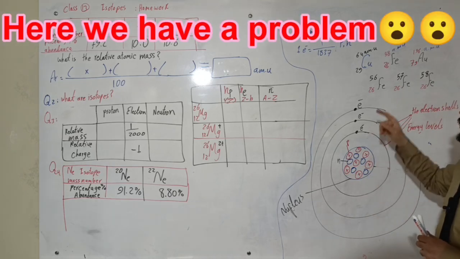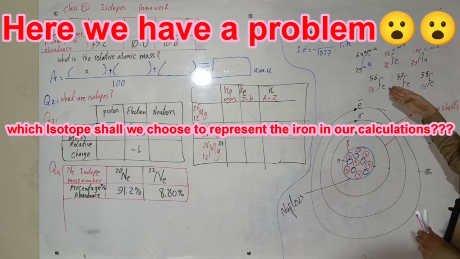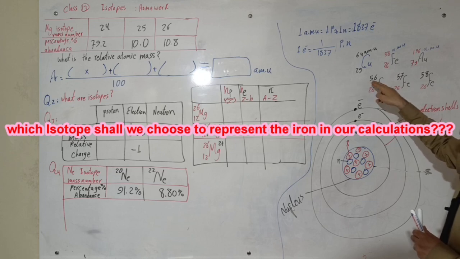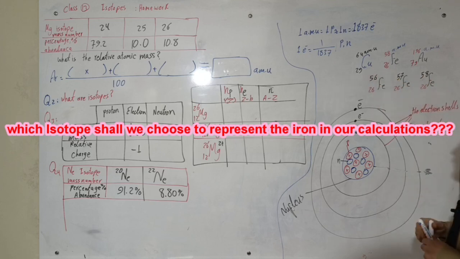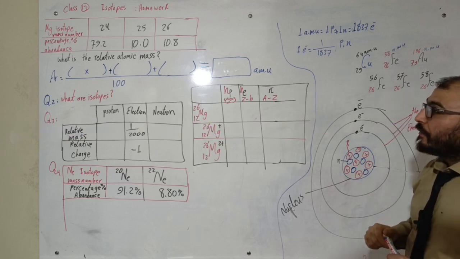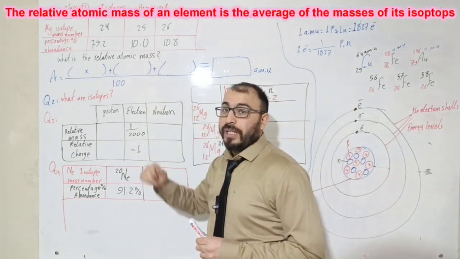And the question was here, which isotope shall I use in the periodic table to define the element iron? Shall I say the iron has the atomic mass 56 or 57 or 58? Then scientists decided to take something called the relative atomic mass.